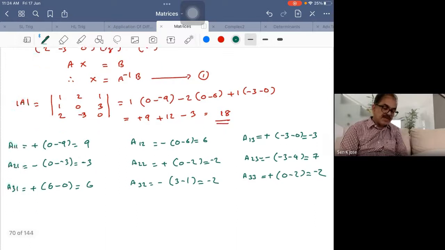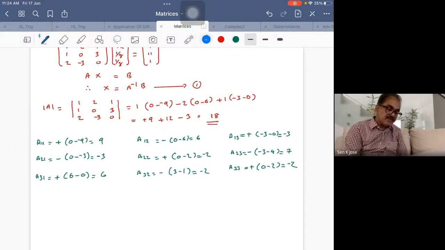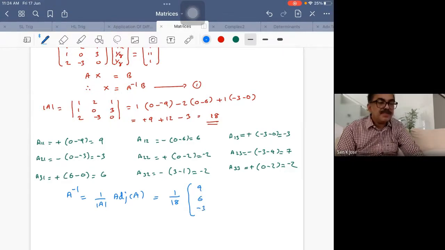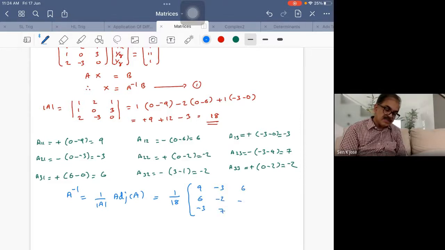So I'm going to write my A inverse. A inverse will be 1 by determinant A into adjoint of A. So 1 by 18 into adjoint of A. Read the row and write as the column. Then minus 3, minus 2 and 7. Then 6, minus 2 and minus 2.